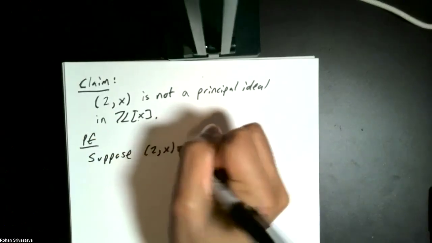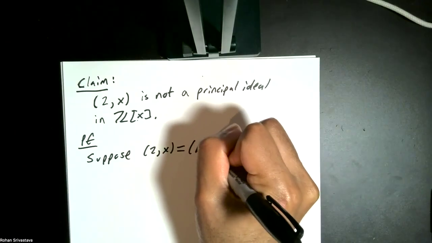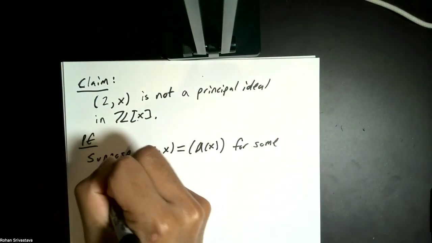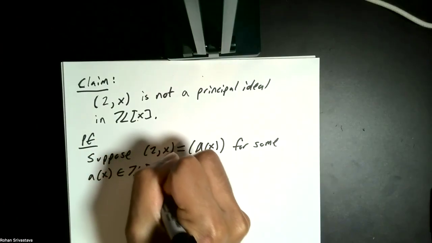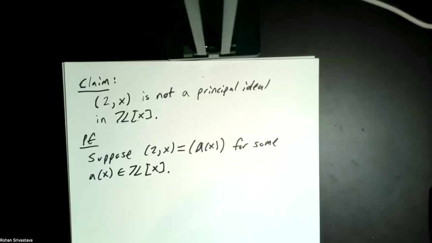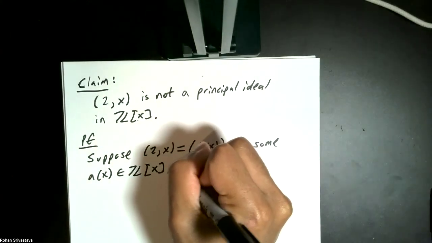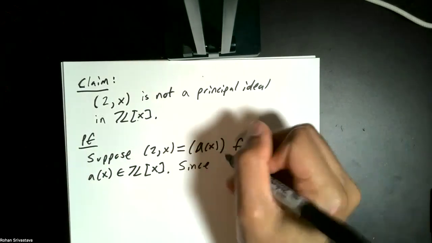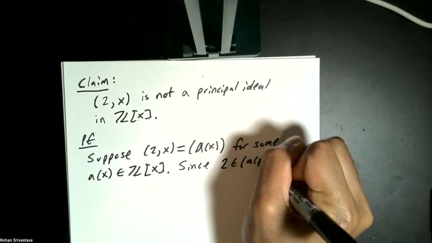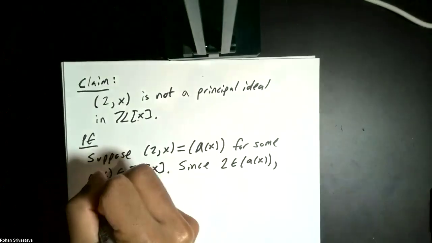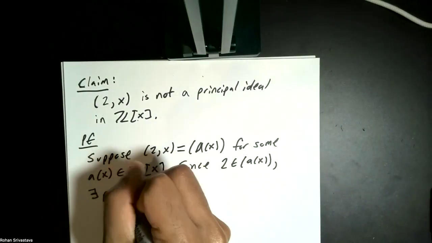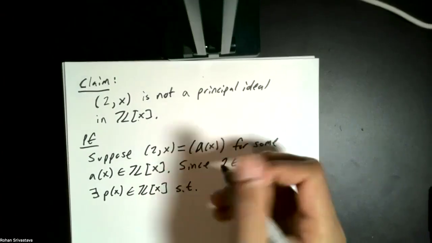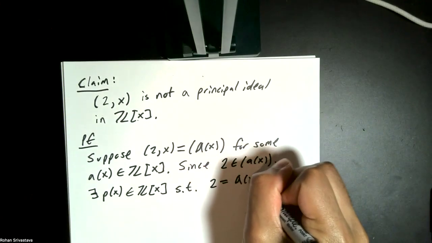So suppose it were principal, then it'd be generated by some polynomial A of X in the ring Z adjoin X, the ring of polynomials with coefficients in Z. Well, 2 is in this ideal generated by the polynomial A of X. So there has to exist some polynomial, call it P, such that 2 is equal to A of X times P of X.